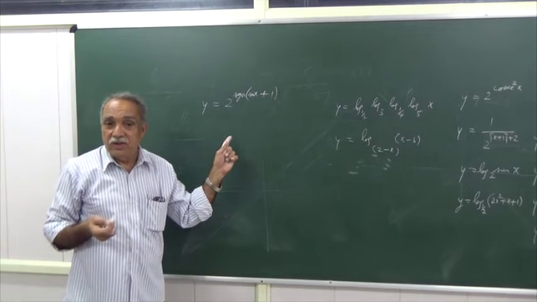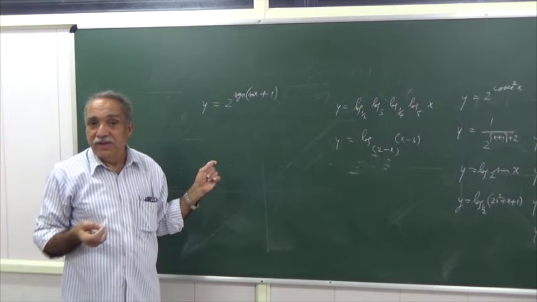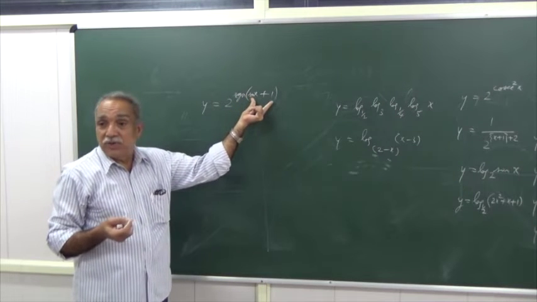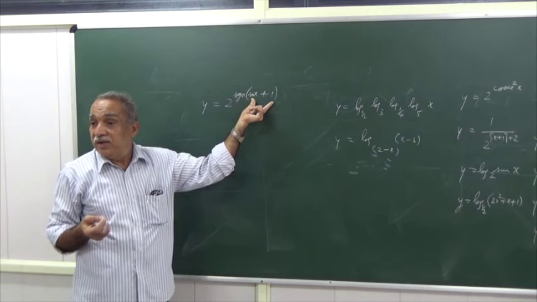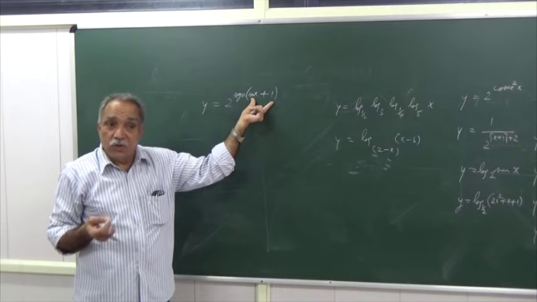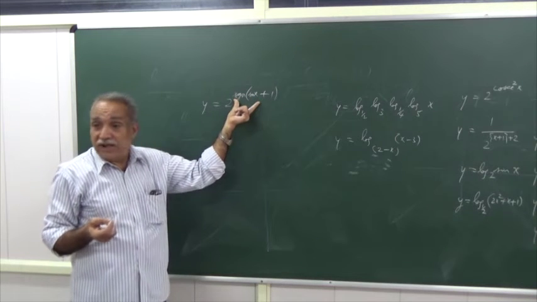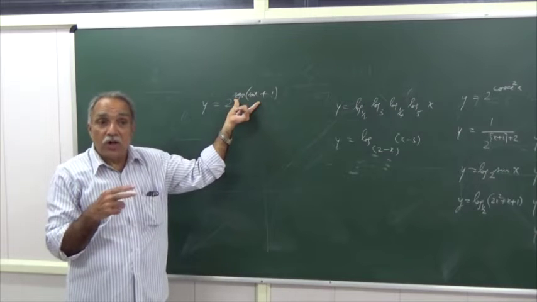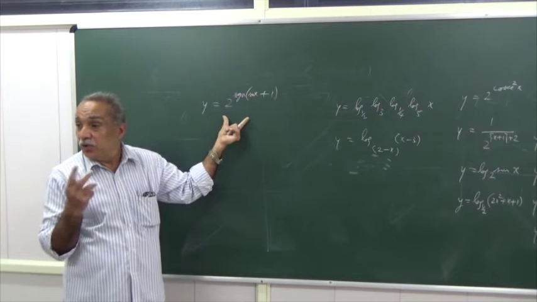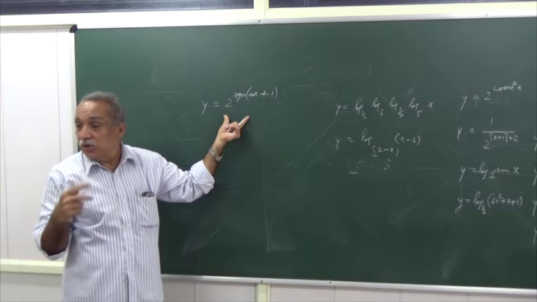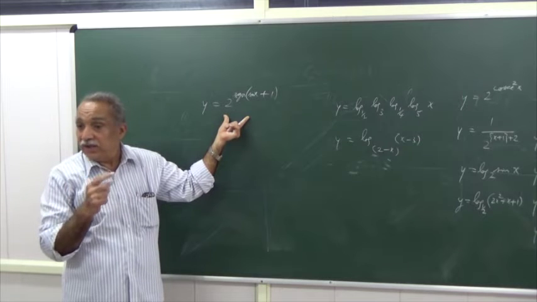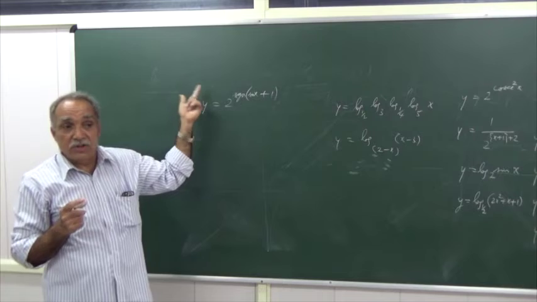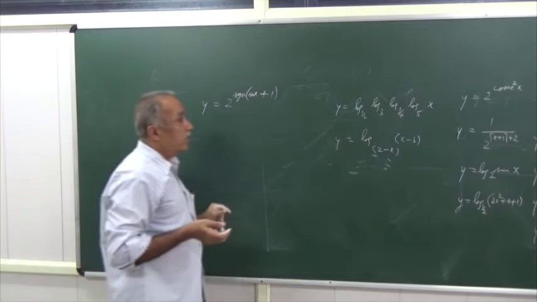No change in the domain. Only range you need determine. This is number between minus 1, 1. Plus 1 will give you a number between 0 and 2. Signum can have any one of the two values, 0 or 1. Range will be a 2-point set, 2 to the power 0, 2 to the power 1. That is 1 and 2. 2-point set. The set 1, 2 will be the range of the function. Okay.